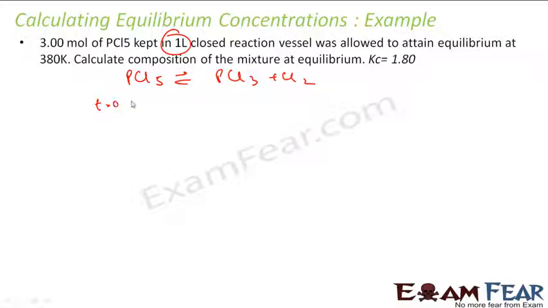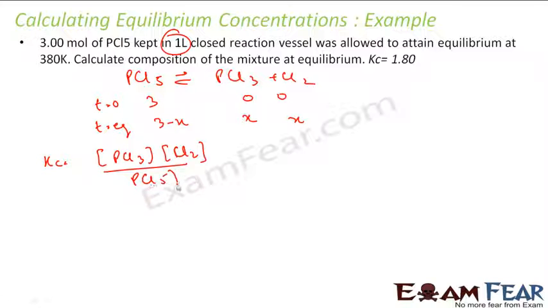So initially, it was 3 moles of PCl5, and 0 moles of the products. At equilibrium, let's assume that X moles of PCl5 is gone. So X mole of PCl5 will create X mole of PCl3 and X mole of Cl2. All have stoichiometric coefficient one. So at this point, my Kc will become the concentration of PCl3 times the concentration of Cl2 divided by the concentration of PCl5. So Kc, 1.8, is equal to X into X divided by 3 minus X. You solve this, you get X equal to 1.59.